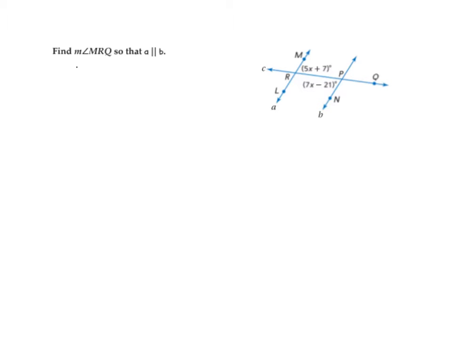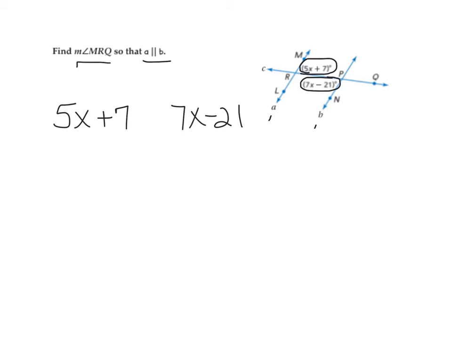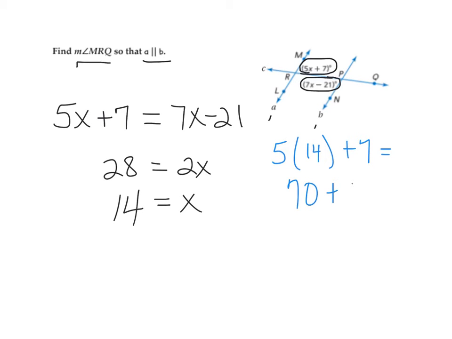Find the measure of angle MRQ so that line A is parallel to line B. Based on this, we have algebraic expressions for angle MRQ and for angle RPN. Those angles, if you'll notice, are alternate interior. So if we want to prove that the lines are parallel, then we want to show that those angles are equal. We can write an equation, setting them equal to each other, solving for x, and then plugging it back in to get the measure of angle MRQ. So here, the measure of angle MRQ is 77.